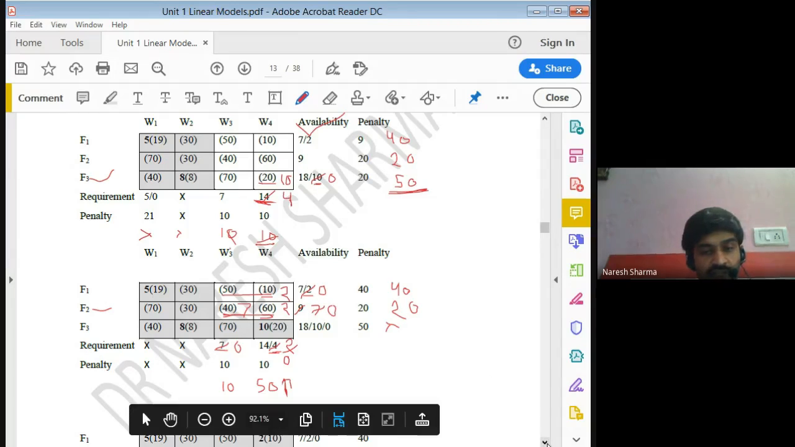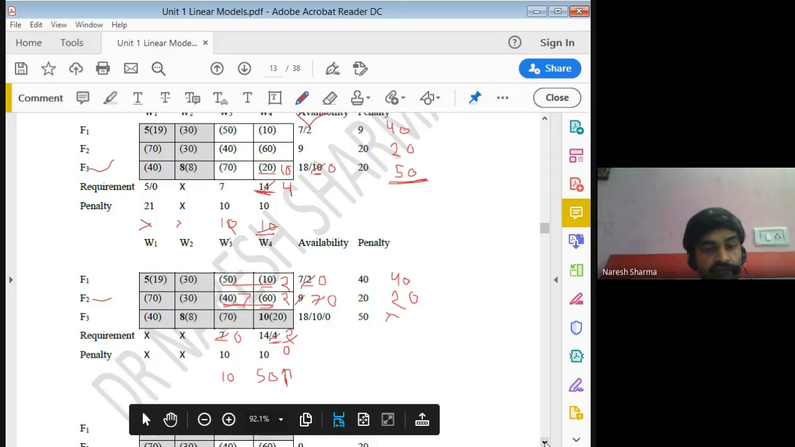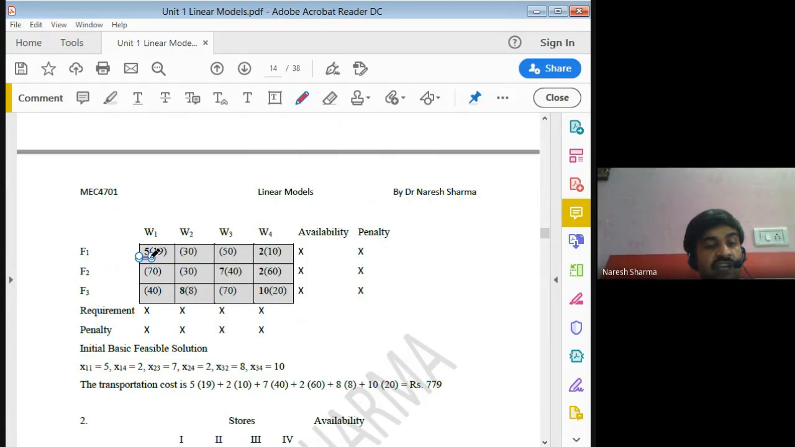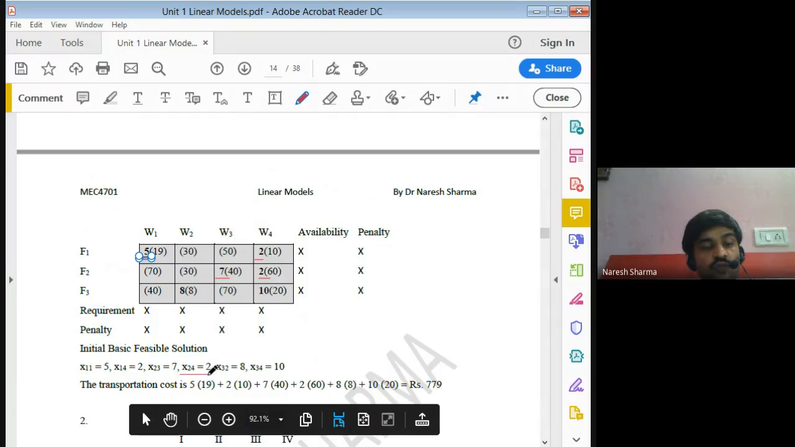So now your final table is this one: 5, 8, 7, 2, 2, 10. These are the allocations. At location 1,1 it is 5, at 1,4 it is 2, at 2,3 it is 7, at 2,4 location it is 2, at 3,2 location it is 8, and at 3,4 location it is 10. Just multiply by your corresponding cost, you get the total cost, that is the initial cost, you may say.